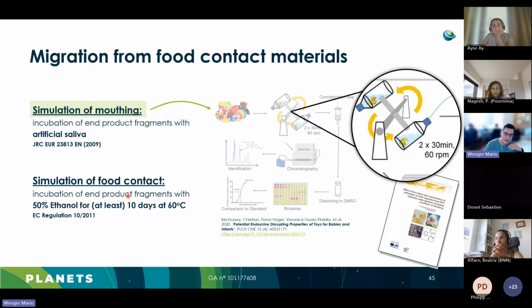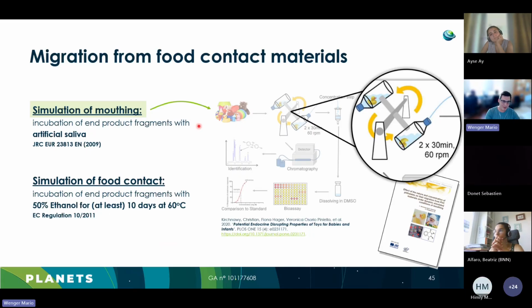Here I want to show you an example of migration from food contact materials, in this case baby toys, as we see here. And we know our little ones like to take the toys into their mouths where the materials get into contact with saliva. The researchers wanted to find out if, when I add artificial saliva to those samples, some substances are leaching out. So they incubated it 2 times for 30 minutes while spinning and then analyzed it afterwards.